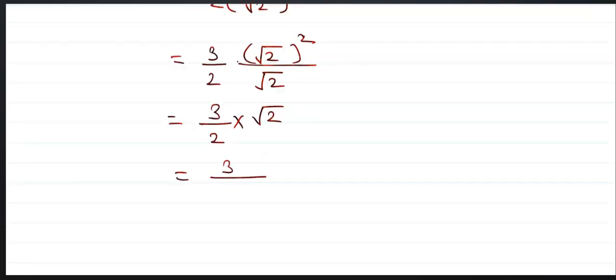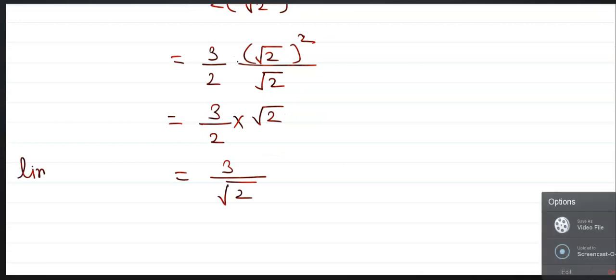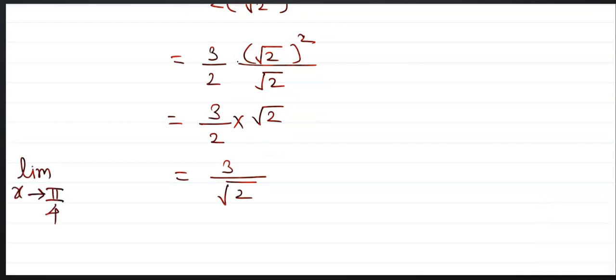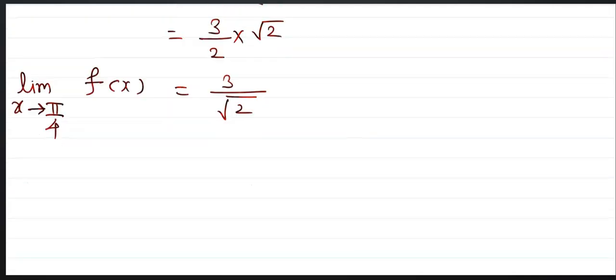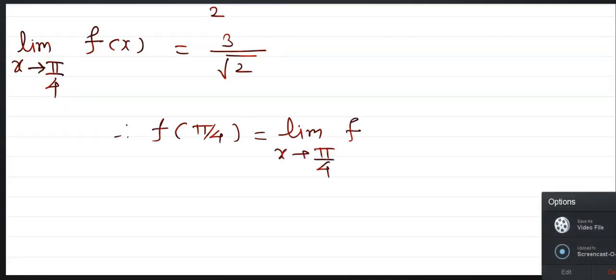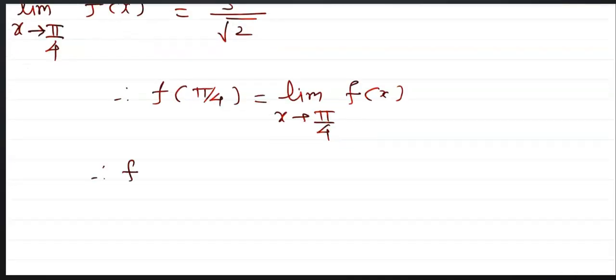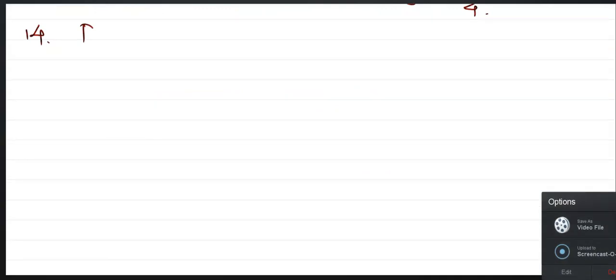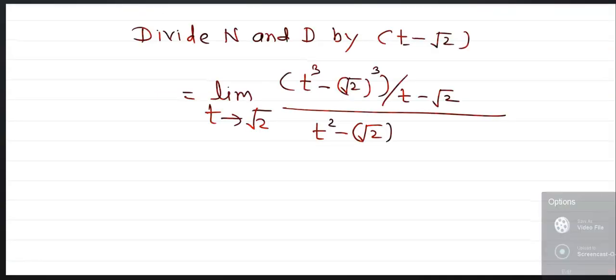Overall, the limit x tends to pi by 4 of f of x is equal to 3 upon root 2. Therefore, f of pi by 4 is equal to limit x tends to pi by 4 of f of x, which is 3 upon root 2. Therefore, f is continuous at x equal to pi by 4. Now again, you can see this also.